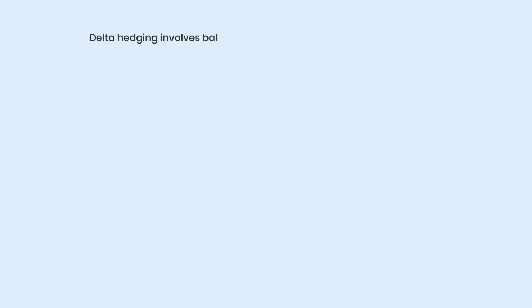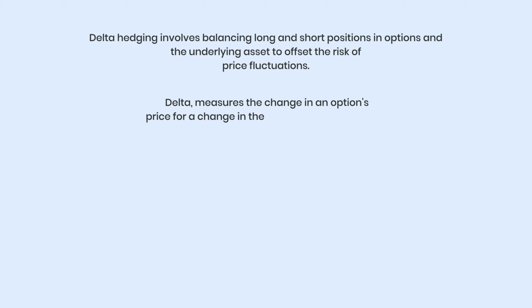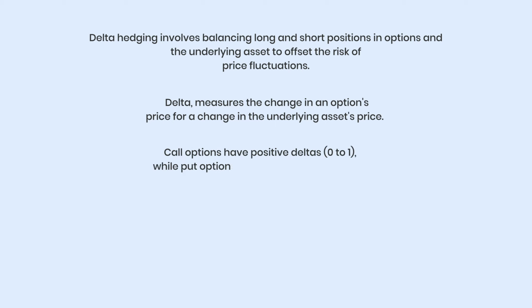Delta hedging involves balancing long and short positions in options and the underlying asset to offset the risk of price fluctuations. Delta measures the change in an option's price for a one unit change in the underlying asset's price. Call options have positive deltas, 0 to 1, while put options have negative deltas, -1 to 0.